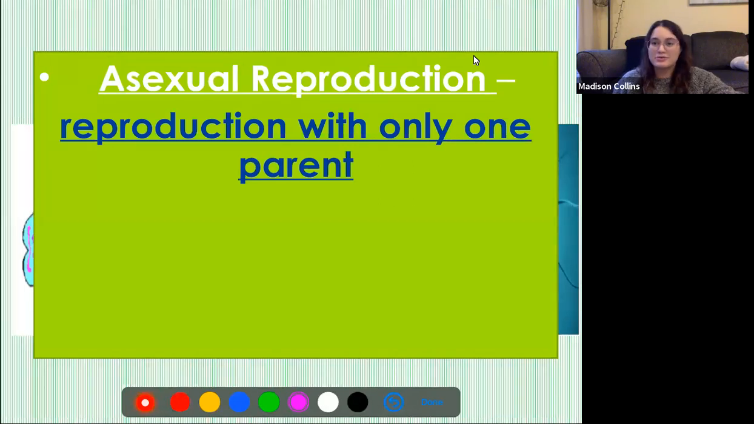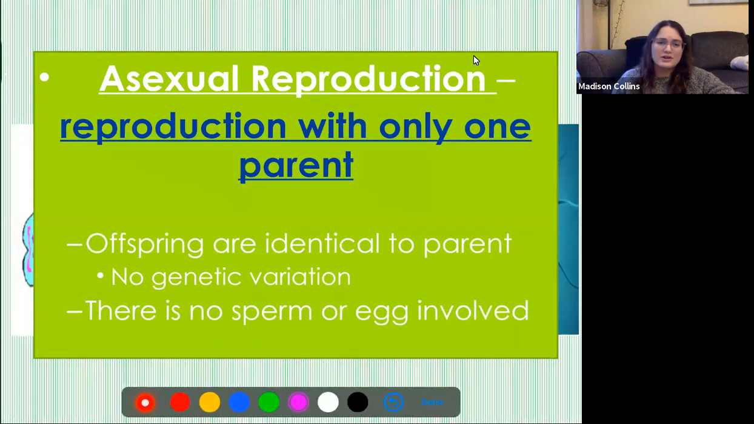So humans do not reproduce asexually. Asexual reproduction requires only one parent. But what does that look like? Well, it means that offspring are going to be genetically identical to the parent because that parent is passing on the identical genetic information to its offspring. There is no genetic variation. This also means that there is no sperm or egg involved, right? I just told you that humans do not reproduce asexually. Dogs don't reproduce asexually. Cats don't reproduce asexually because there is no sperm or egg involved.